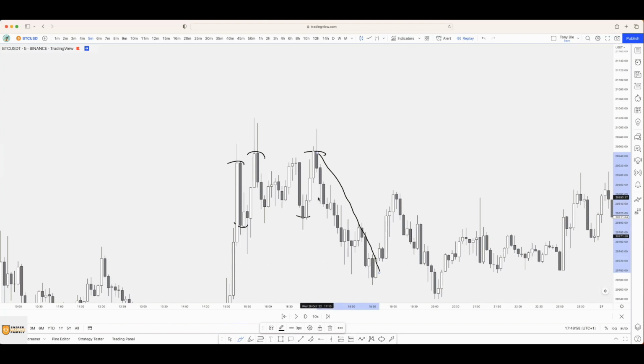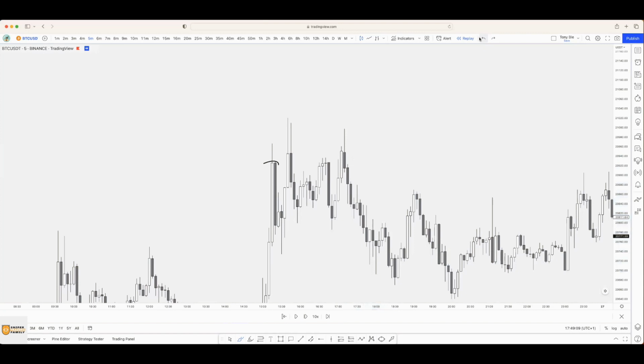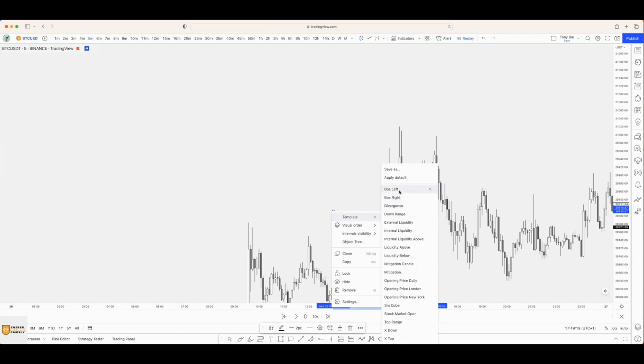That means I'm expecting the daily to go down. The 5 minutes has given me the confirmation of bearishness, right? So price has broken structure to the downside. Where do we have the breaker structure now? So the breaker structure is going to be here. This is where we have the breaker structure, right? So I'm just going to take this to the left.